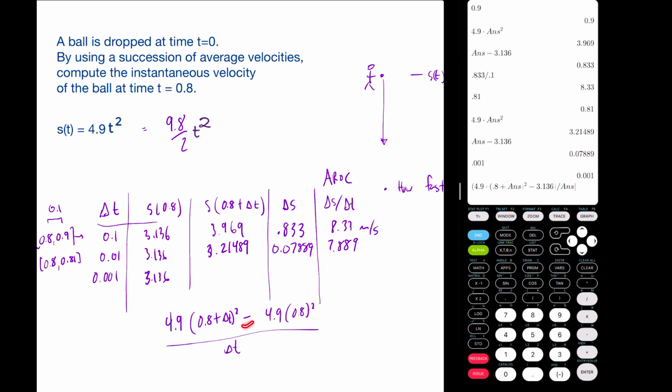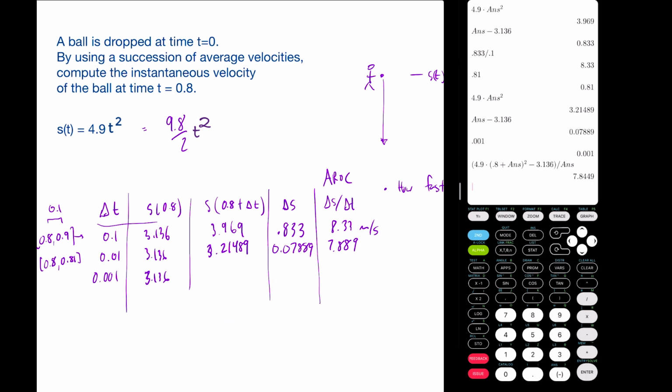So I've got the difference, which is the delta in the delta S. I've got this number here, which is this number. And I've got this number here, which is this number. So if I push enter, now it will compute the next value in my table. And so I know that for 0.001, my average rate of change is 7.8449.